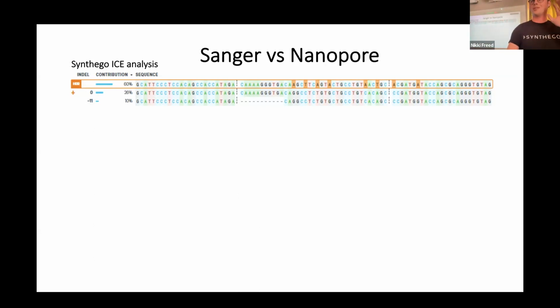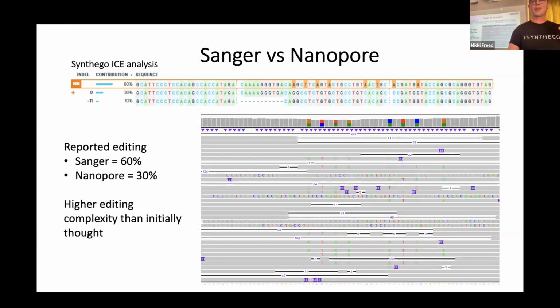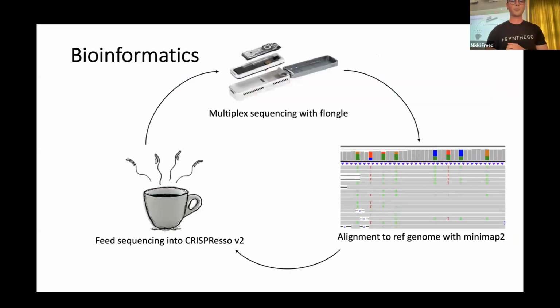When we nanopore sequence this exact same sample, we noticed actually our edits are a lot more complex than we initially thought. And in terms of our validity of reporting our data, Sanger sequencing said we had 60% editing. Nanopore actually suggested we have 30% editing. So that just emphasizes how important this kind of data is for us to accurately represent our edits.